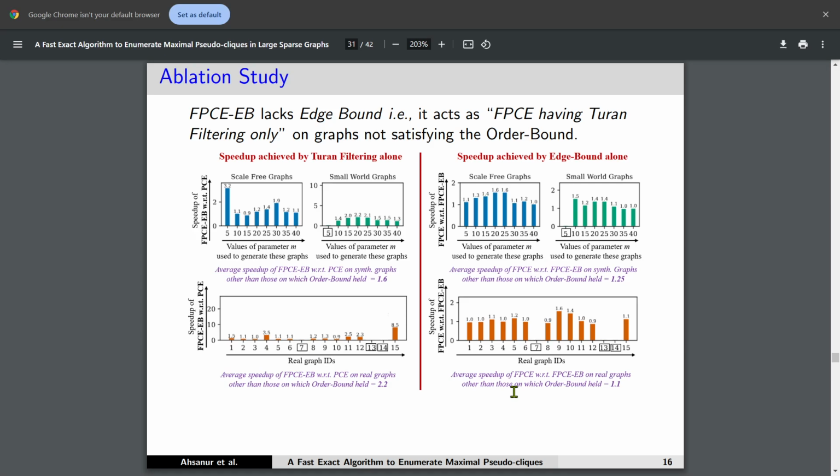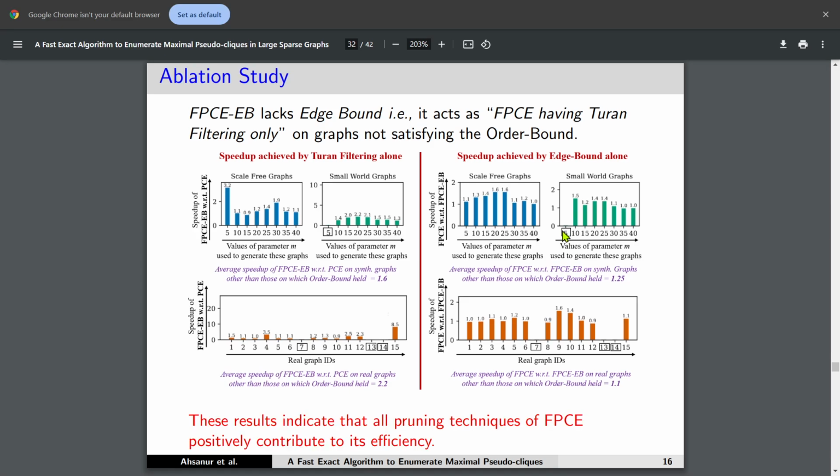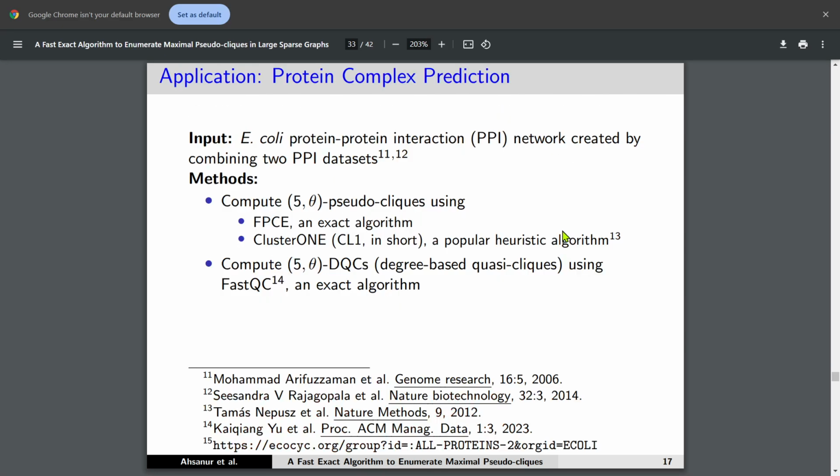To check the effectiveness of the remaining two pruning techniques, we create a variation of FPC, namely FPC minus EB, which lacks S-bound, i.e., it acts as FPC having Turan filtering only on graphs not satisfying the order bound. On such graphs, FPC minus EB gains a speedup of 1.6 and 2.2 over PC for synthetic and real graphs respectively, which is the effect of Turan filtering alone. If we add S-bound on top of it, we gain even further speedup as shown here. So clearly, all pruning techniques of FPC positively contribute to its efficiency.